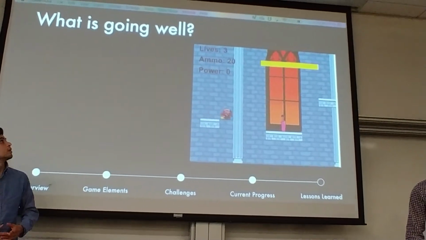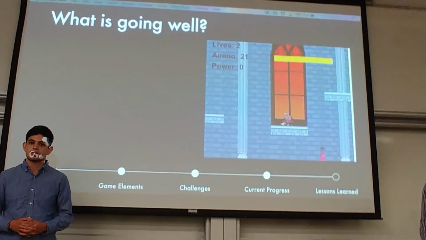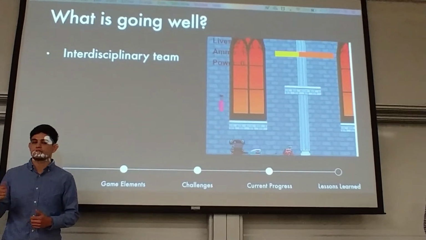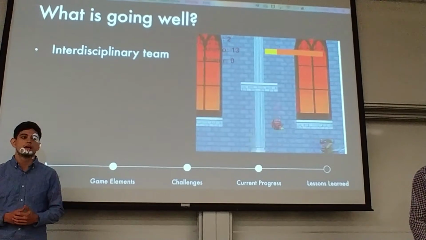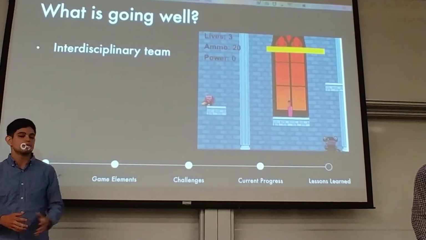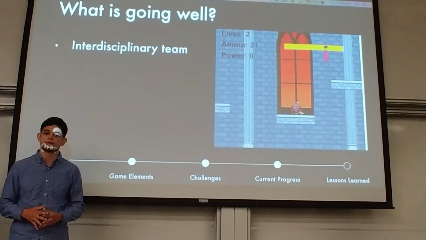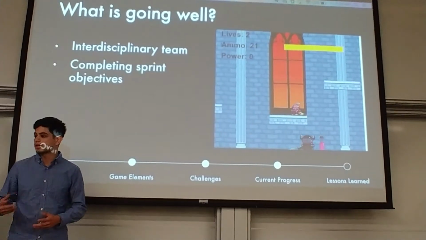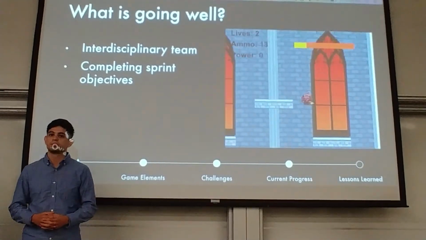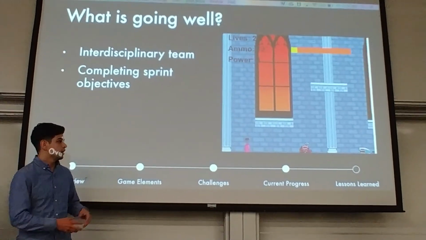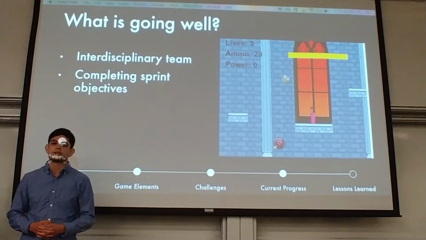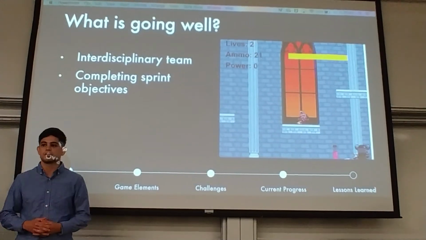So now I want to talk about what's going well. What's going well is that we're a pretty good interdisciplinary team. We all have strengths in different disciplines, and combining those disciplines together, working on different elements of the game development process, has helped us boost what we've been producing. Second, we've been completing sprint objectives. We use Trello as our product management system. And everything that's in the sprint backlog at the beginning of the sprint ends up in the done backlog by the end of the sprint. So we've been hitting that pretty consistently.